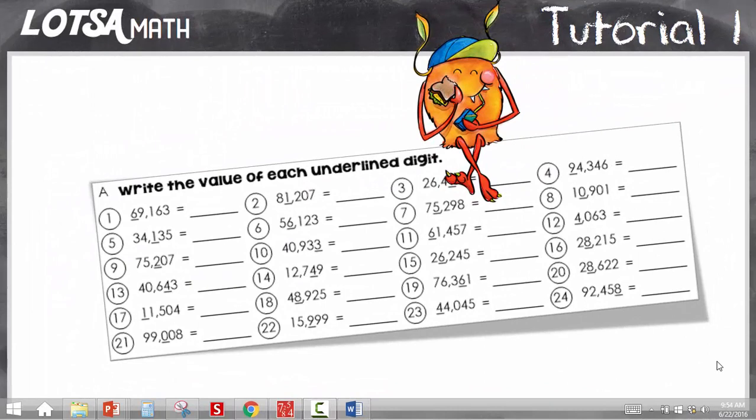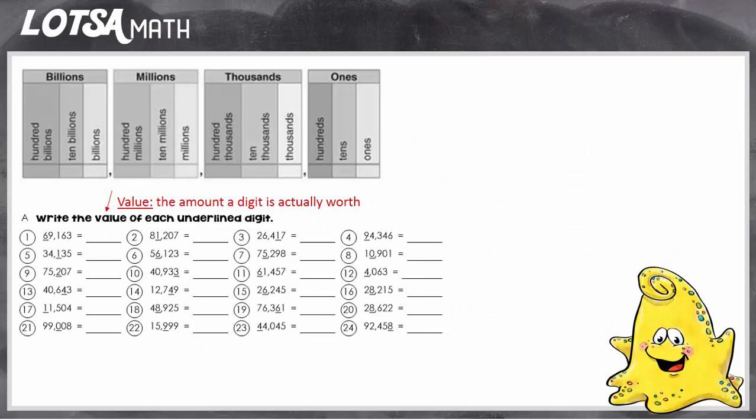Let's look at how to solve a problem where you have to write the value of each underlined digit. Let's first understand the directions. It says, write the value. Well, the value is just the amount a digit is actually worth. So we're going to write the amount that the digit is actually worth. And the underlined digit, a digit is just a single number, 0 through 9, that represents a value.